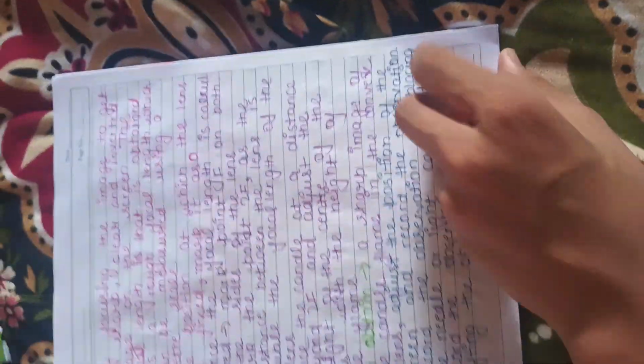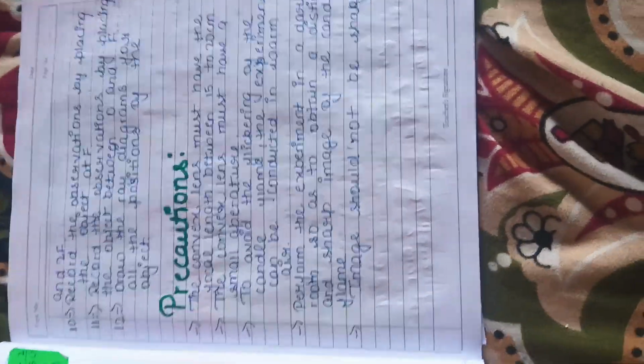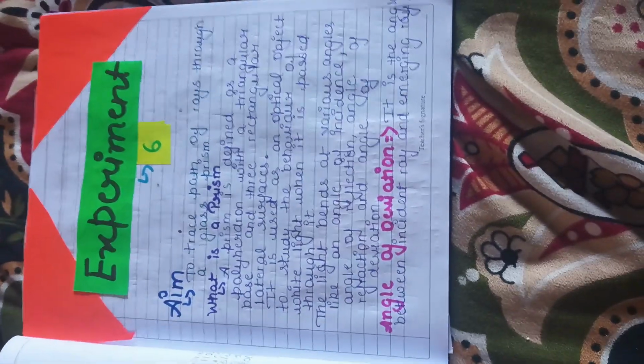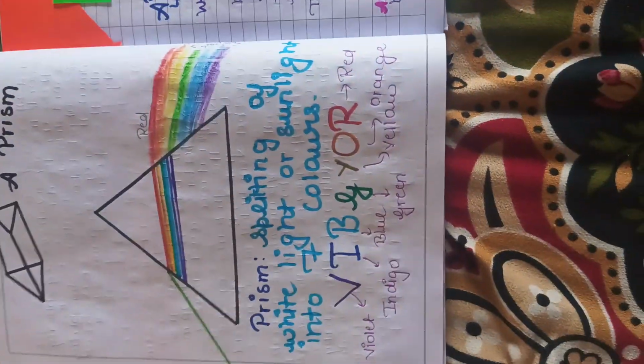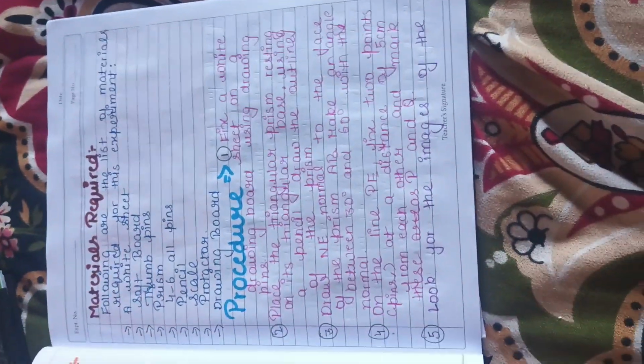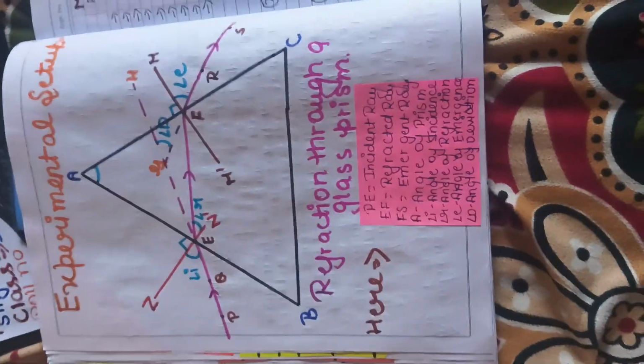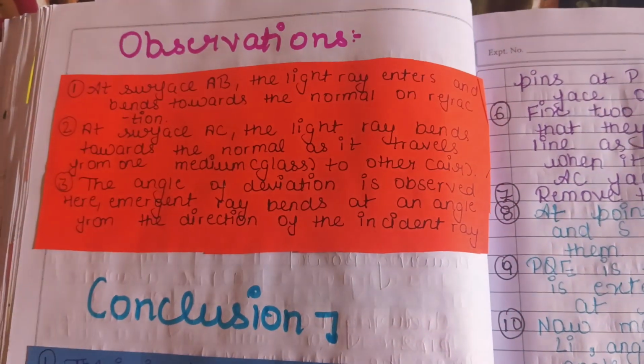So yeah, you can use different pens if you want. The black and blue and sketch pen combination is also decent, but I have used different pens. That also looks good. This is about a prism, how the splitting of white light into 7 colors happens. Then the materials required and the experimental setup and everything I have labeled in it. Then we have some more theory and the observation part along with the conclusion part.